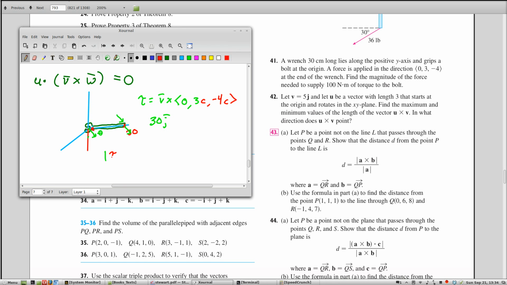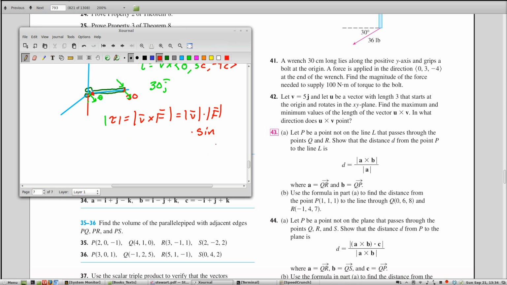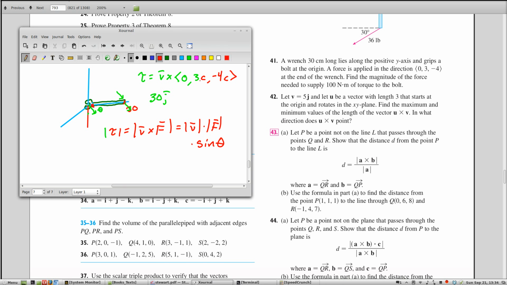And the magnitude of the torque is obviously the magnitude of the cross product of v and f, and that is going to be the magnitude of v times the magnitude of f times sine of the angle between them. Okay, so what is the angle? The angle isn't going to change based on what c is, so let's just find the angle between 0, 3, minus 4, and j.